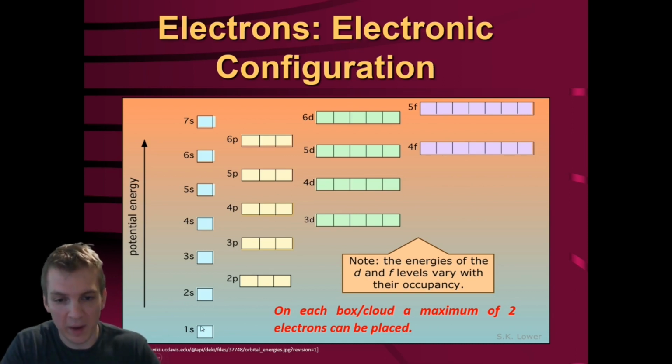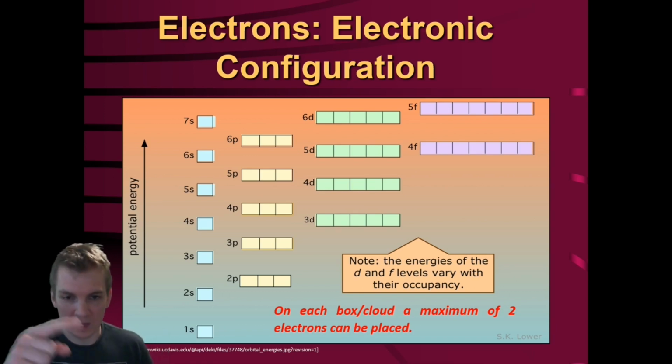Now, what do these boxes mean? Each box represents the number of beds. So each box can have 2 electrons. And if we compare that to the analogy with the hotel, each room could fit 2 beds. So one of those boxes can fill 2 of the players. There's 2 beds in there, one for each player. So the S room can fill 2 electrons. The P can fit 2, 4, 6. The D orbitals can fit 2, 4, 6, 8, 10. And then the F orbitals 14.